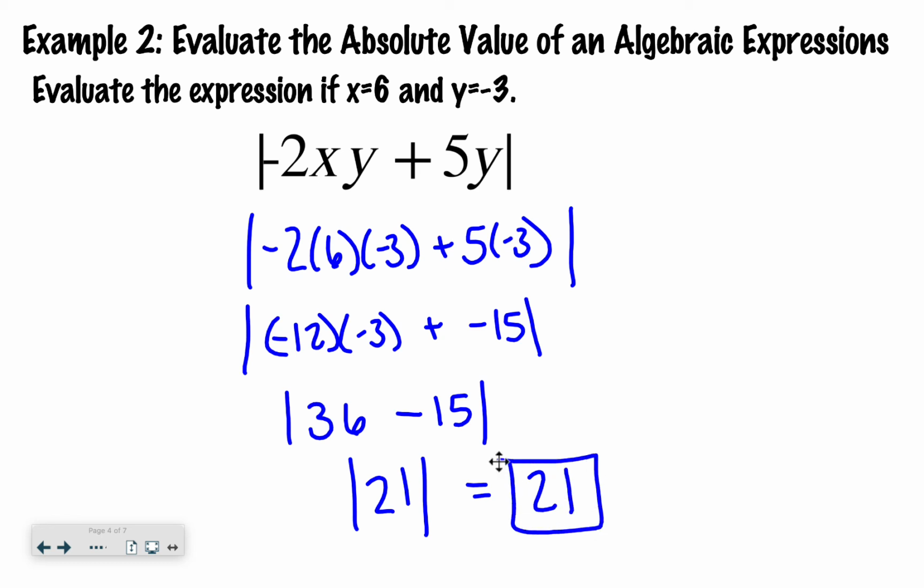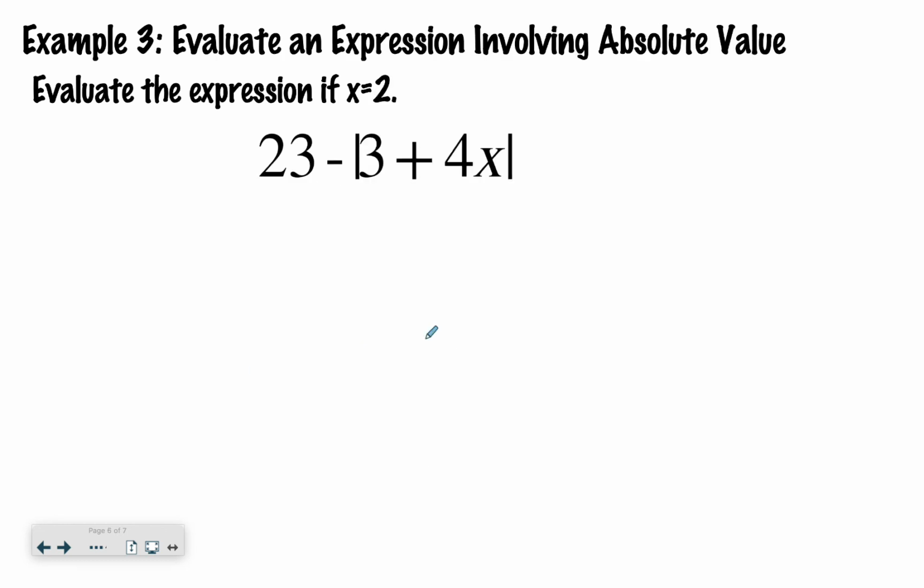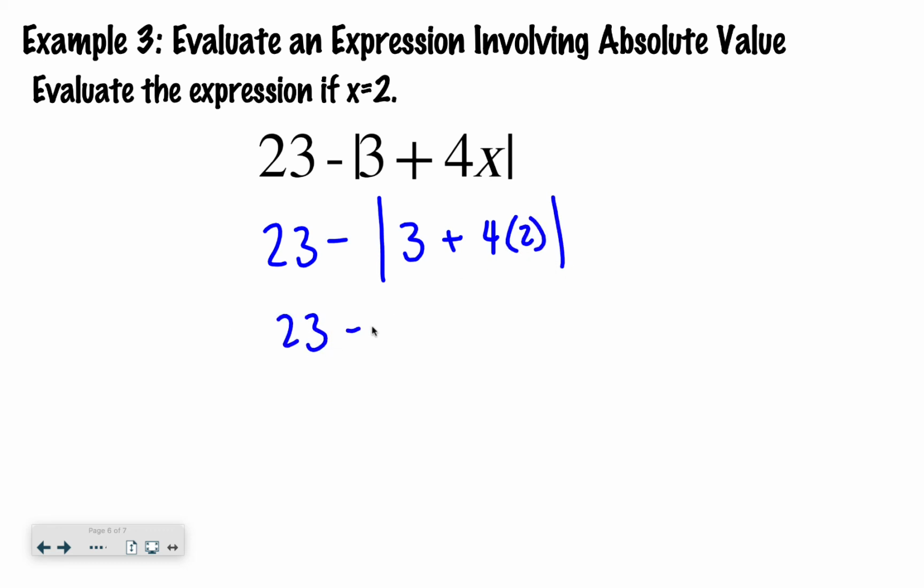Okay, so you can see I just worked my way through that multiplication and changed something step by step as I went. If you have questions about that, please be sure to ask for some help. All right, we're going to jump into example 3. Evaluate an expression involving absolute value. Evaluate this expression if x equals 2. So I have 23 minus the absolute value of 3 plus 4, and then instead of x, I'm going to plug in that 2. So I have 23 minus the absolute value of 3 plus 8.